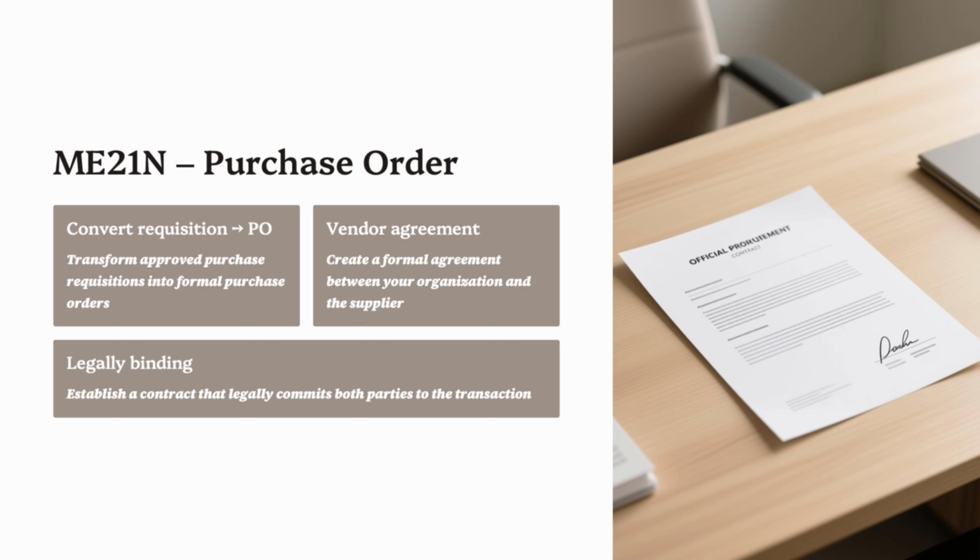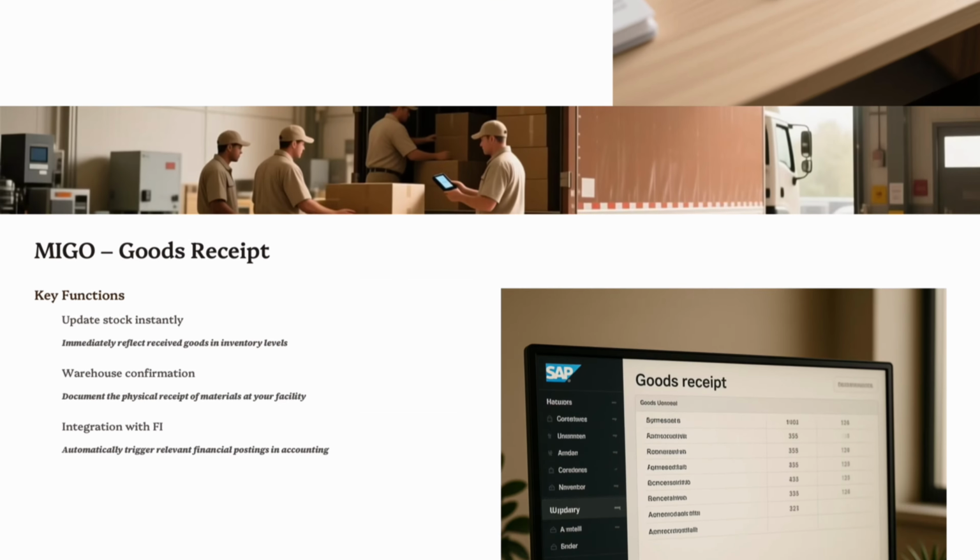A quick tip: always review the Conditions tab in ME21N. It shows pricing, discounts, and payment terms. Beginners often ignore this and end up with payment mismatches later. So, ME21N is not just about data entry, it's about creating a clear agreement with the vendor. And it's the backbone of procurement in SAP MM.